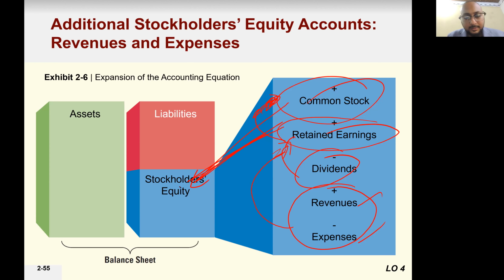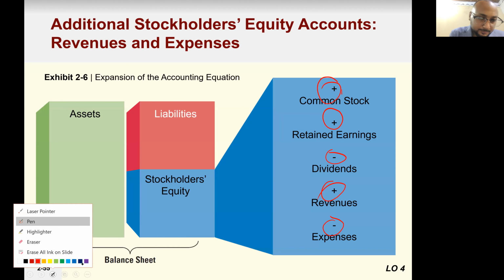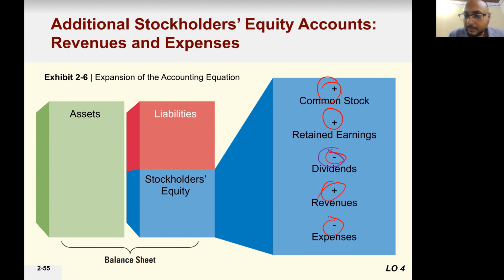So did you notice something, that all are positive here? Expenses and dividends are negative. They have the opposite effect on stockholder equity. So common stock increases will be recorded on the credit side. Retained earnings increases will be recorded on the credit side. Revenue increases will be recorded on the credit side. What if the dividend increases? An increase in dividends means a decrease in stockholder equity.